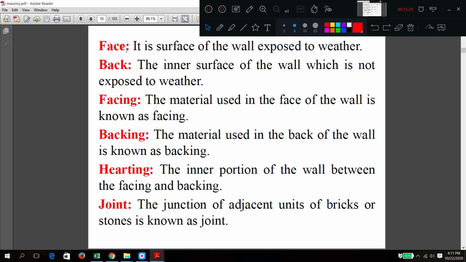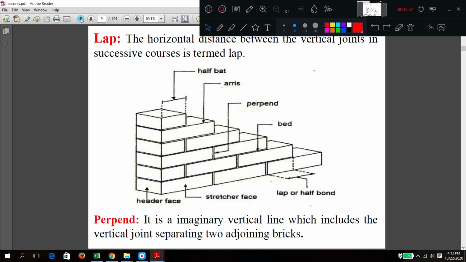So I have explained face, back, facing, backing, hearting, joint. When you see the wall from this side, it is called as face. Material used is facing material. When you are standing here, that side of the wall is called as back, and the material used in that is called as backing. If the wall thickness is large, the inside material is called as hearting material, and that area is called as hearting. Joint is nothing but intersection of bricks.